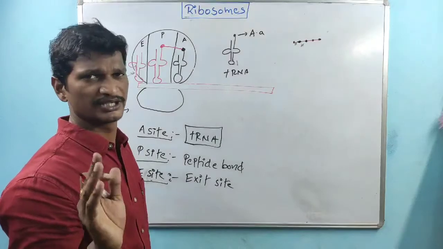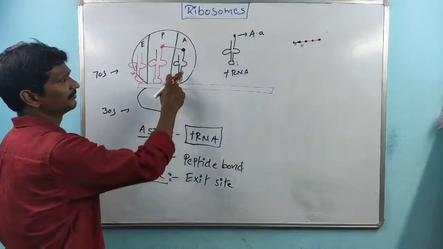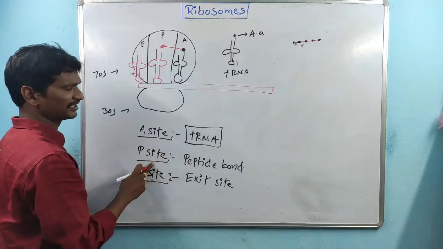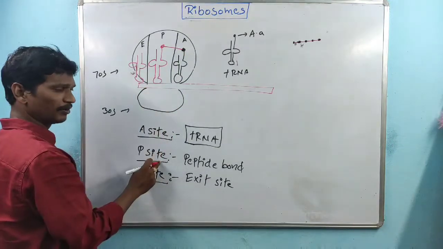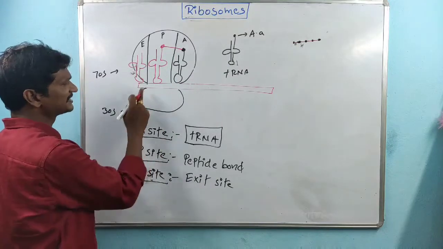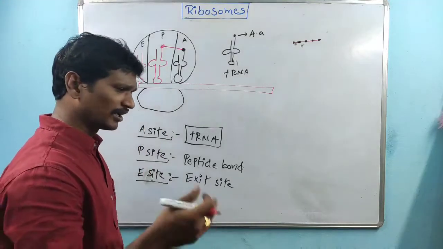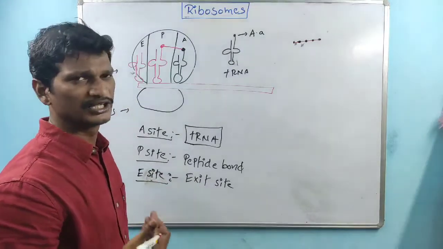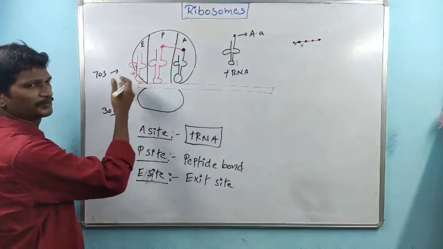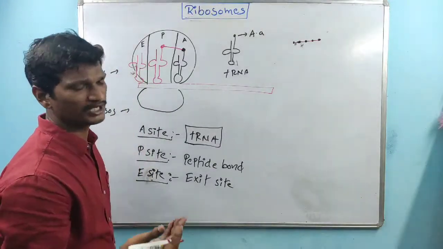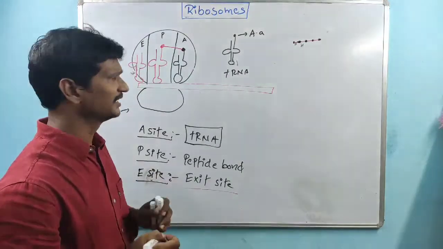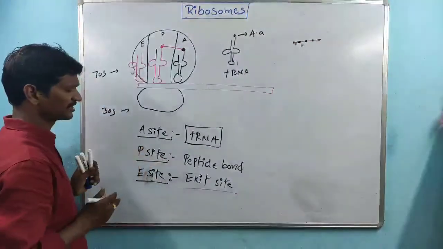Within ribosomes, three sites are there. The A site, the very first one, is where the tRNA binds; it contains the amino acid. The P site is the peptide bond forming site. The exit site is where the tRNAs that have given up their amino acid are removed from the ribosome. So that is about the different sites.